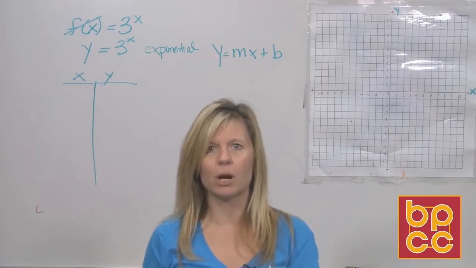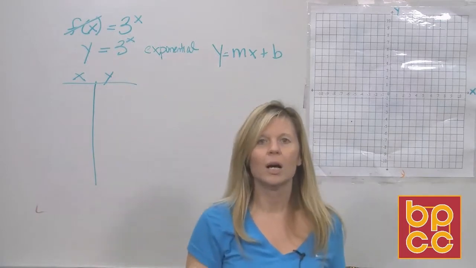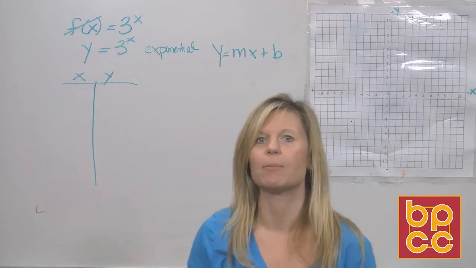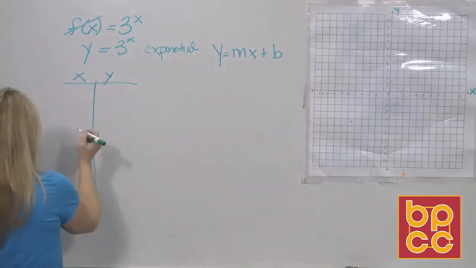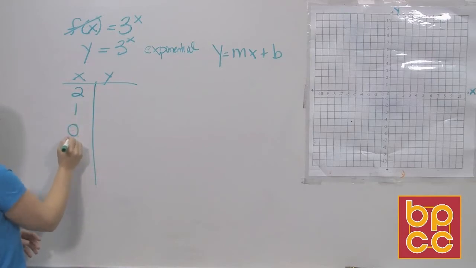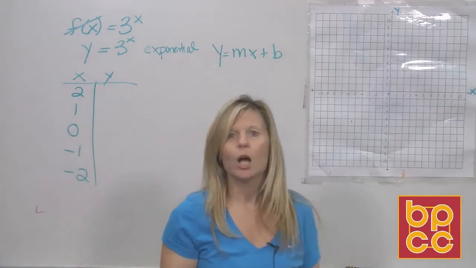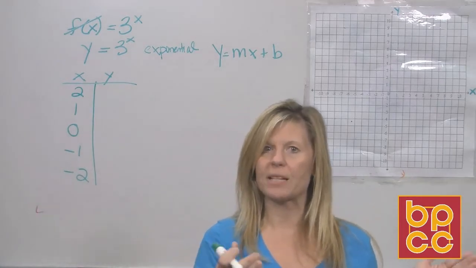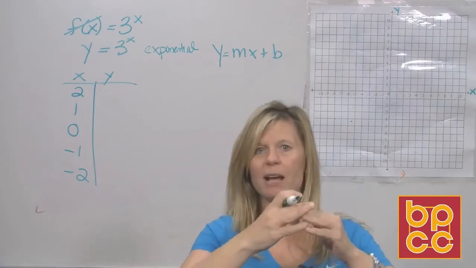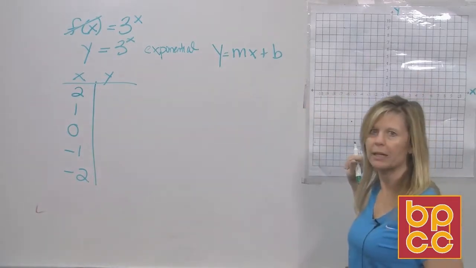Positive and negative whole numbers. Because you've never graphed this type of equation before, let's pick, say, 5 values to put in our t-table. So I'm going to pick 2, 1, 0, -1, and -2. Okay? You always, when you do a t-table, want to pick some positive whole numbers, some negative whole numbers, and 0, just to make sure you covered the graph, the coordinate plane.